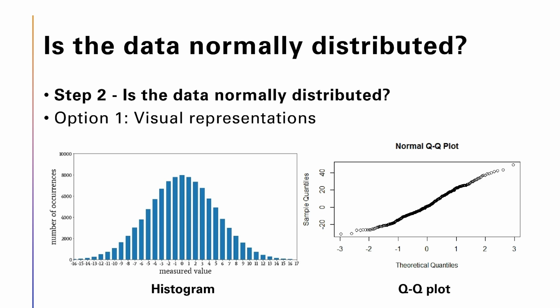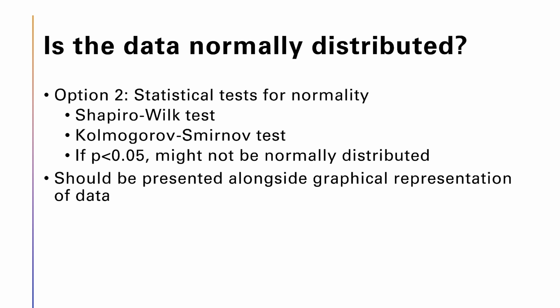Okay, so you might be thinking it's quite troublesome to look at graphs. What if it's not accurate? So let's look at other options. Things like statistical tests to check for normality. That includes the Shapiro-Wilk test for normal distribution and the Kolmogorov-Smirnov test.